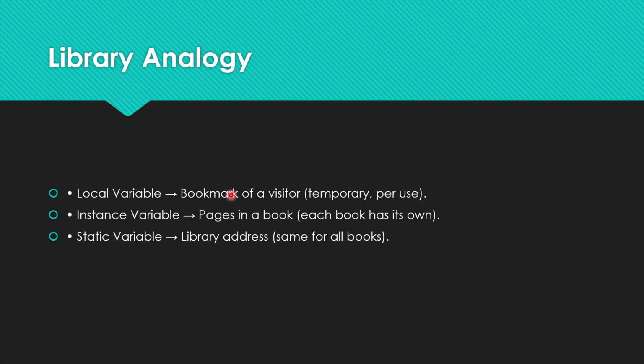We can understand this through a library analogy. Local variables: a bookmark of a visitor. It is temporary, per use. Instance variables: pages in a book. Each book has its own page number. Static variable: the library address. For each visitor, the address is the same. It does not change, and is the same for all books.